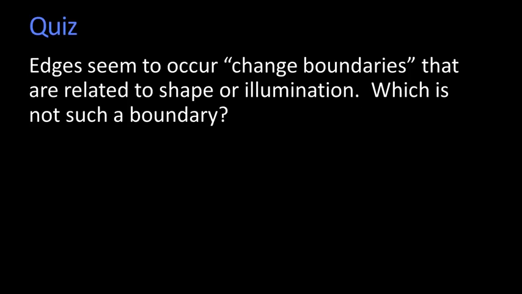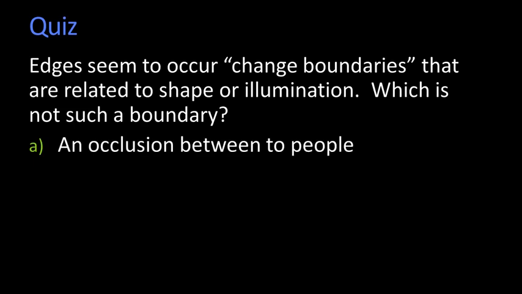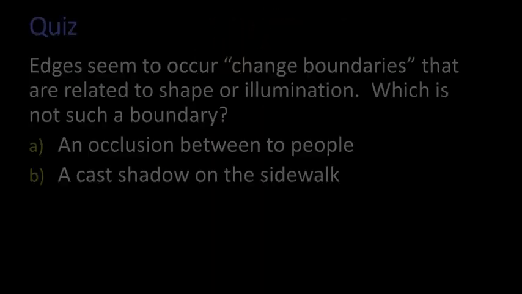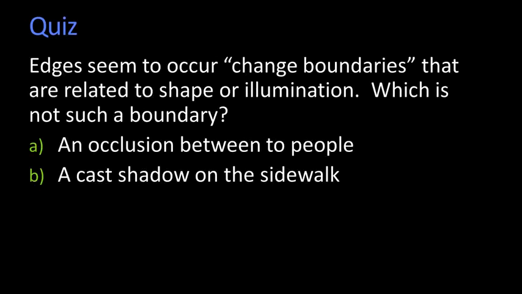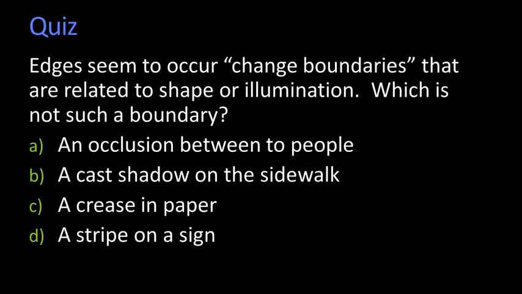So here's a simple question. Edges seem to occur at change boundaries that are related to the shape or the illumination, which is not such a boundary. An occlusion between two people, so I'm here and somebody else is there, and there's an occlusion between me. A cast shadow on the sidewalk, a crease in a piece of paper, or a stripe on a sign.